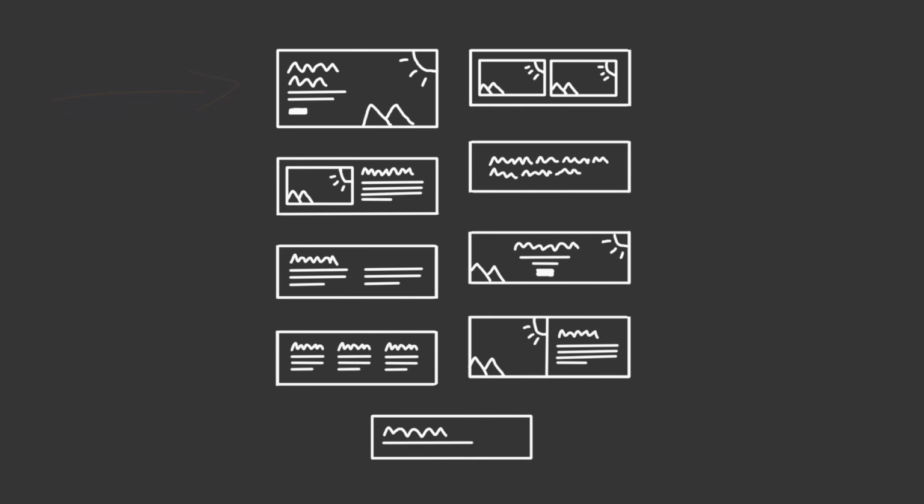Here's a hero section, a two-column image and text, a two-column text row, a three-column text row, a two-column image row, a single-column large text row, a call-to-action row, and these other two we'll talk about later.